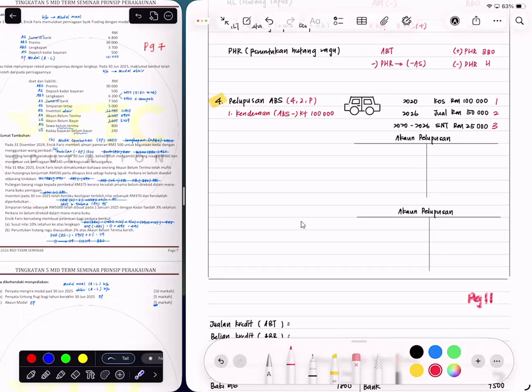Okay. But if we sell it out at 50,000, can I credit 100,000 but debit 50,000? Can I do so? Can I credit 100,000 but debit 50,000 because I sold it at 50,000 only? Can I debit and credit different values?